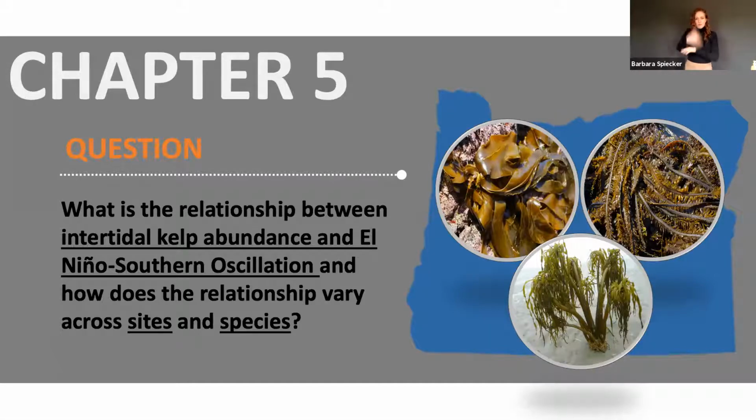All right. So we just took a look at the effects of a single El Nino phase on intertidal kelps. In chapter 5 here, we adopt a wider lens, and we're going to look at the larger relationship between El Nino Southern Oscillation, both El Nino and La Nina, and kelp abundance, and consider how their relationship might vary across sites and species.